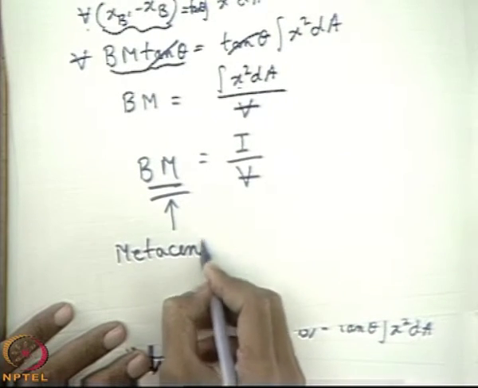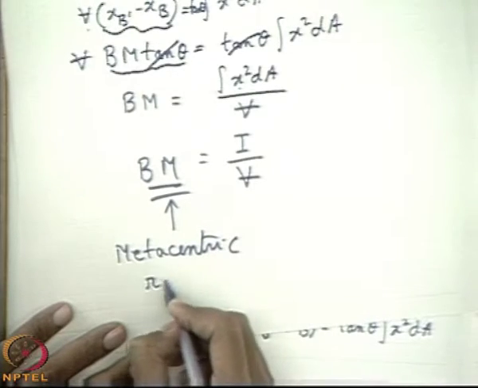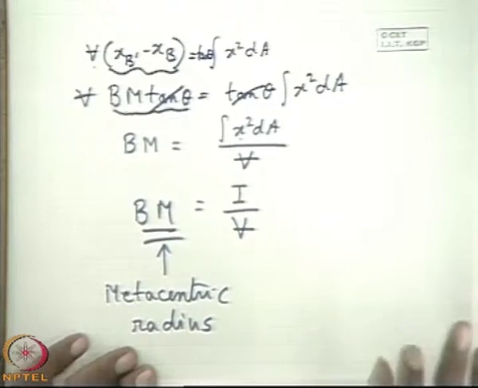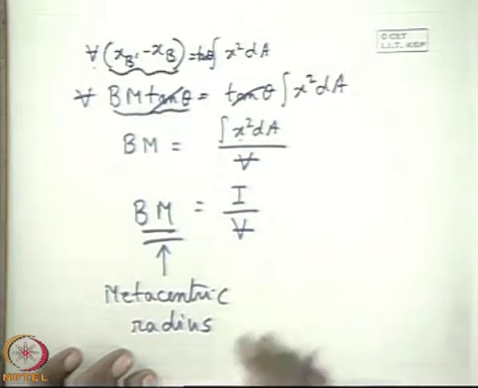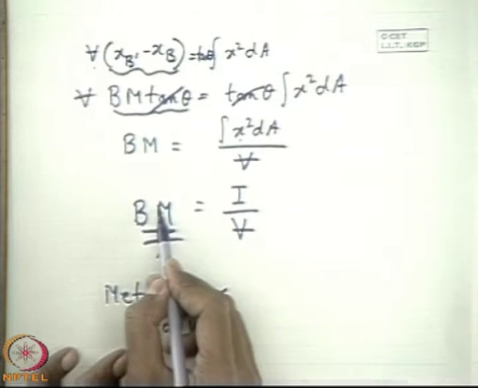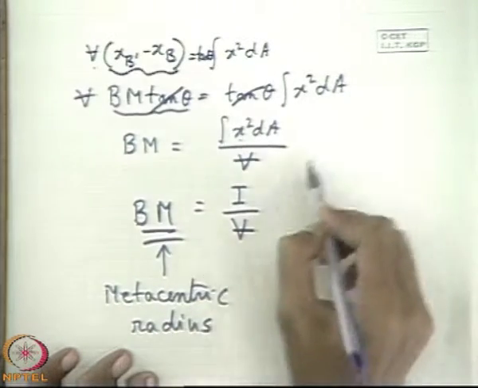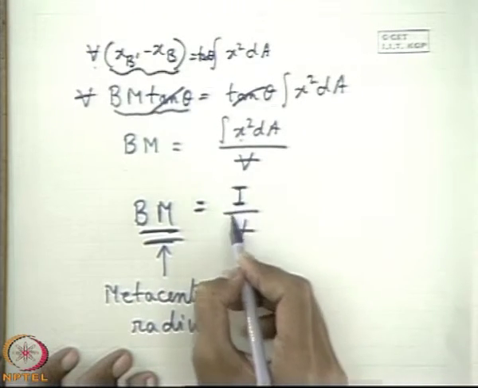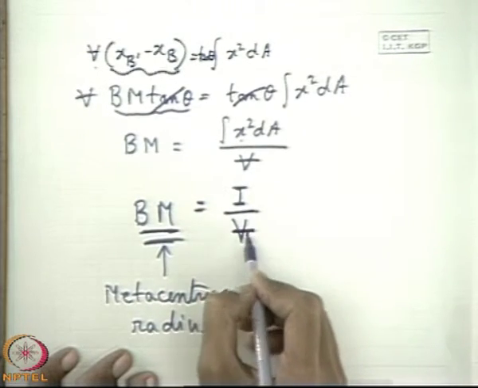Not very common, but you will see in my book I have written that not all the books tell it, because it is not a very common terminology like Gm, metacentric height. But for Bm you can say metacentric radius, the distance between the buoyancy and the metacenter along the old vertical line. So this is Bm, which is equal to I by V. So you will have to recognize the nomenclature like this.